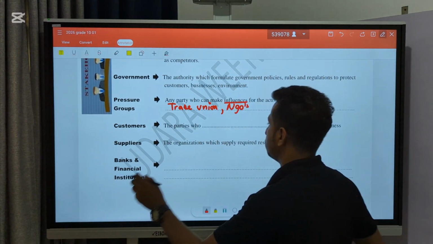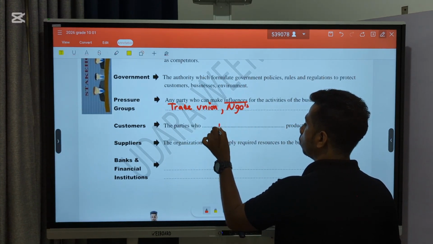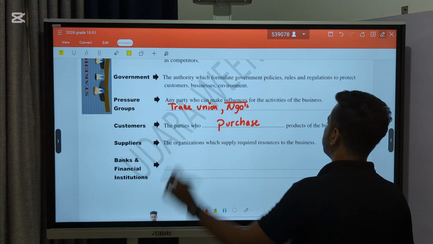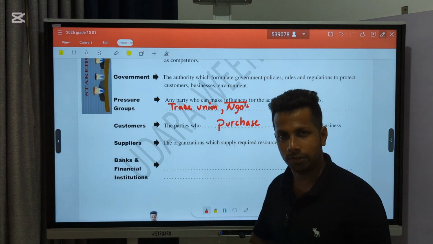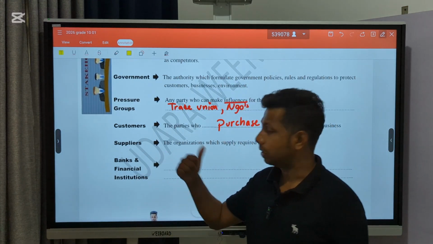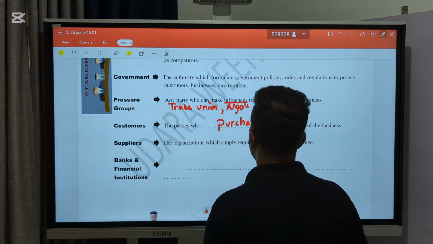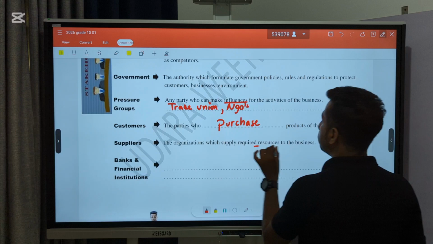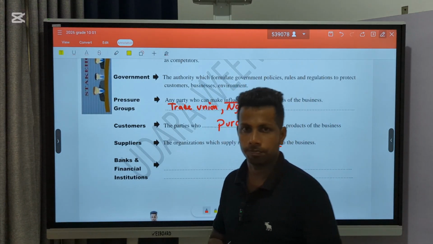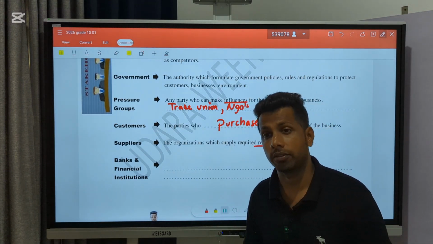Now let's move to customers. Customers means the parties who purchase products, who buy the products of the business. Let's shift to another category of stakeholders, my dear children. Suppliers. Suppliers are organizations which supply required resources. It can be raw materials, finished goods, or WIP, work in progress. Now let's move to the last one, banks and financial institutes.